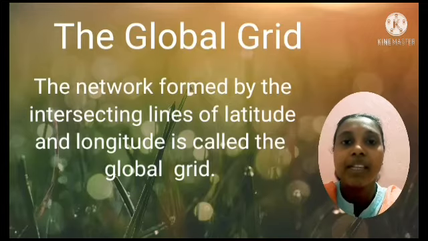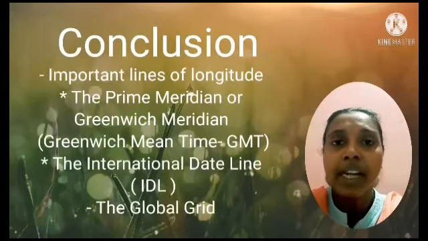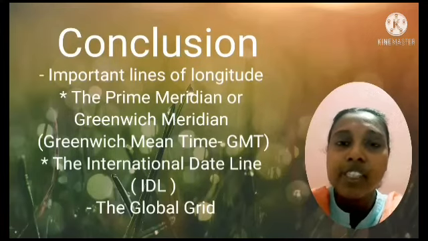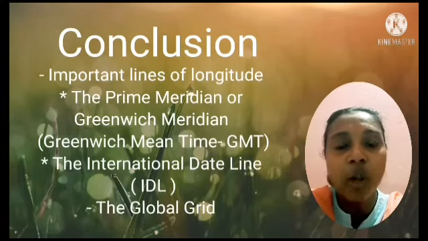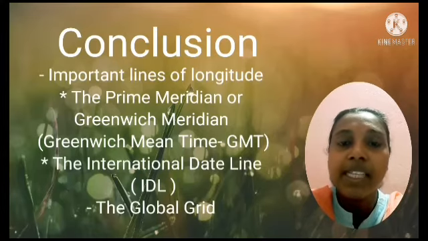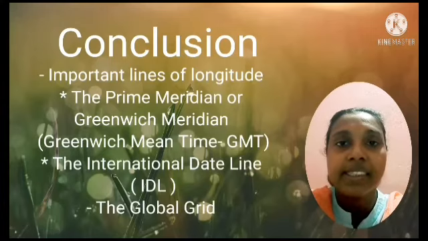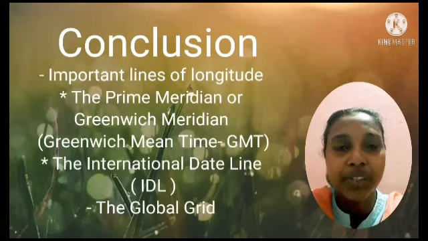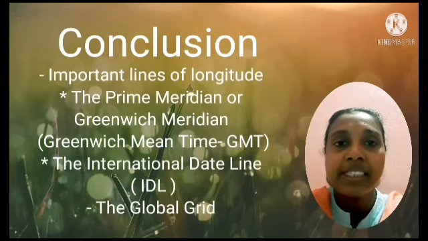Okay. So dear children, now I am concluding today's topic. Today we discussed the important lines of longitude. The first important line of longitude is known as the prime meridian, and it is also known as 0 degree longitude and Greenwich meridian. The second important line of longitude is known as the International Date Line. It is marked as 180 degree longitude. And at last, the global grid. What is a global grid? The network formed by intersecting lines of latitude and longitude is called the global grid.